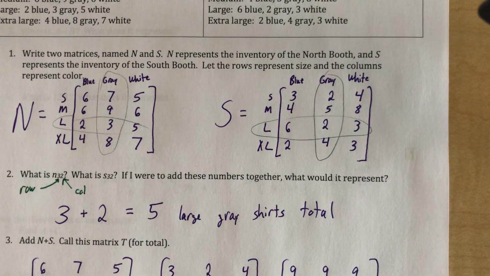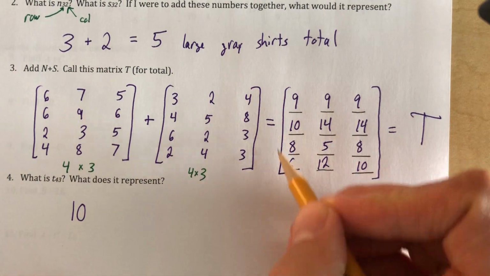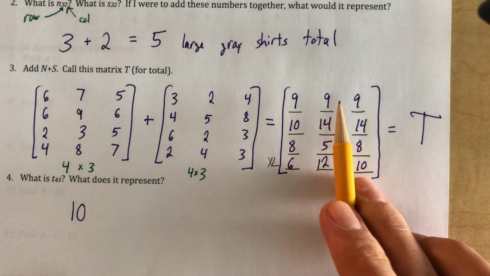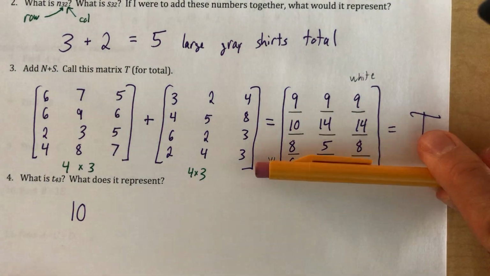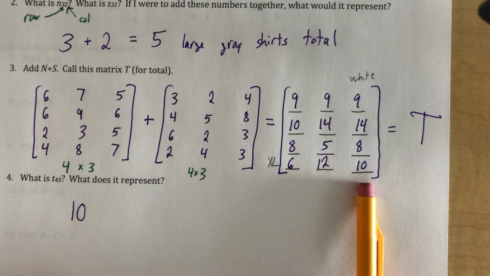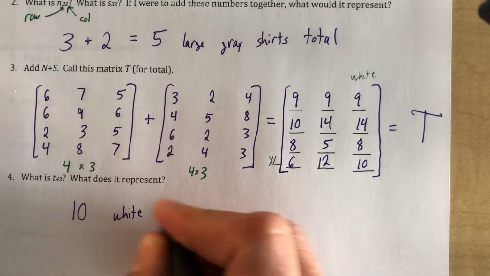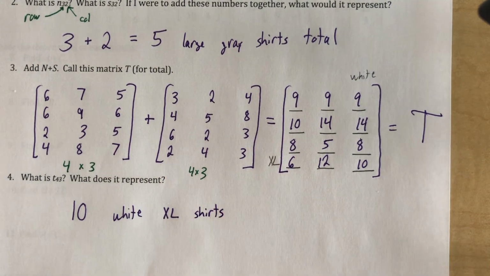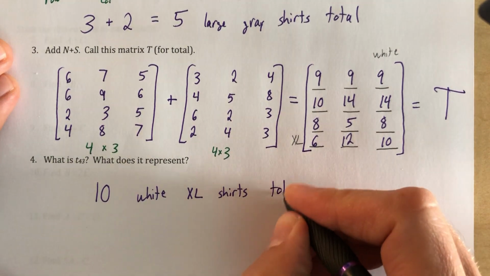So let's do that just really briefly, just for what we need. Small, medium, large, extra large. This is our extra large. And then the 3rd column was blue, gray, white. So I'm not writing all of it this time, just the stuff I need. Fourth row, third column is white. It's 10. So 10 white extra large shirts. And that's great, but let's really put this in context. I'm dealing with the North and the South. So that's my total.